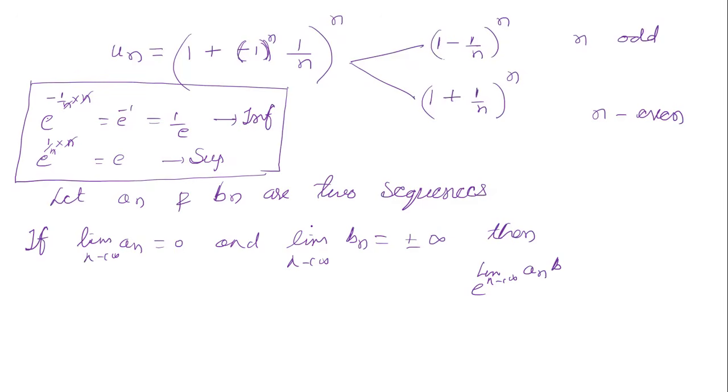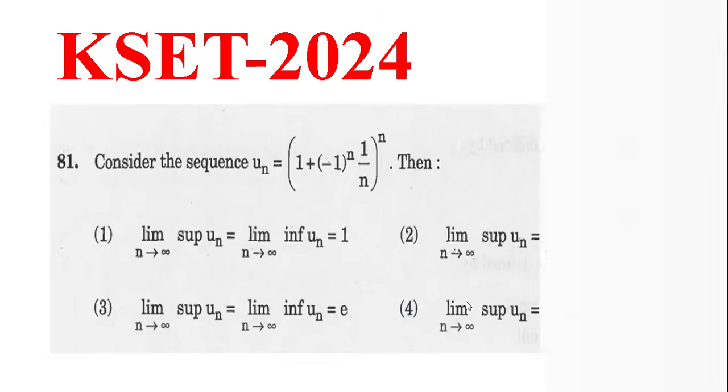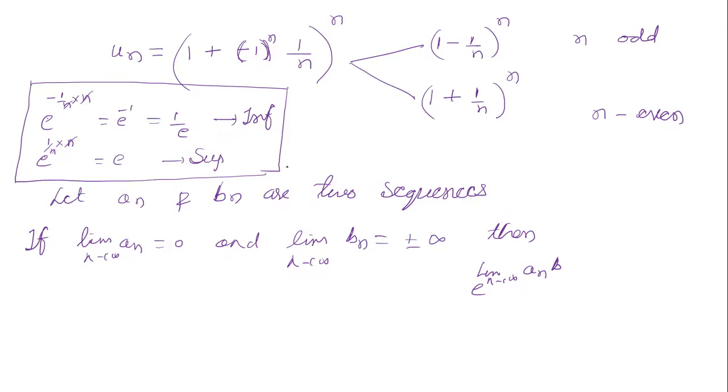Where is the answer? Yes. In option 4, limit n tends to infinity, superior of un is equal to e. Limit n tends to infinity, inferior of un is equal to 1 by e. This is the right answer. Remember this result.